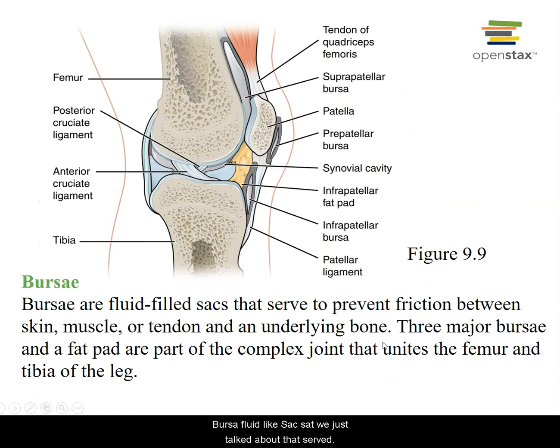Bursa, fluid-like sacs that we just talked about, serve to prevent friction between the skin, muscles and tendons, and underlying bones. There are 3 major bursa in joints, and flat pads are part of the complex joint that unites the femur and tibia in the knee joint, the most complex joint of the body.